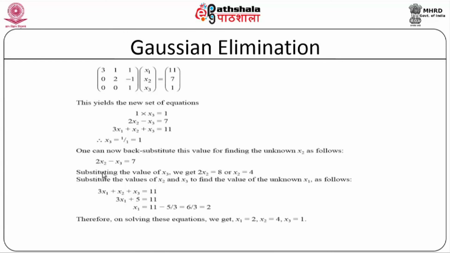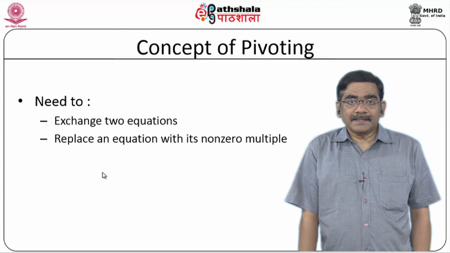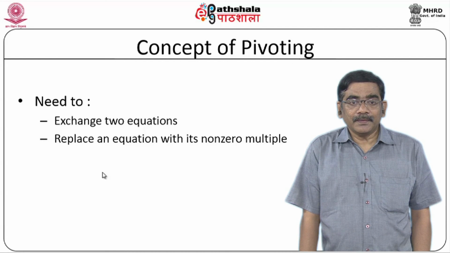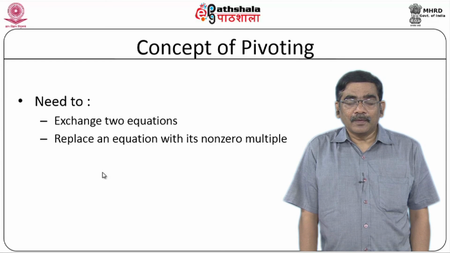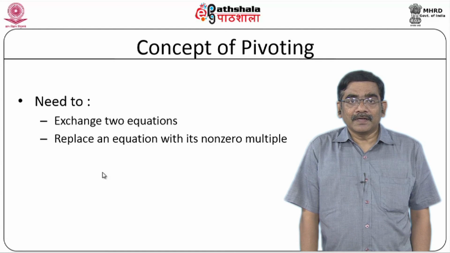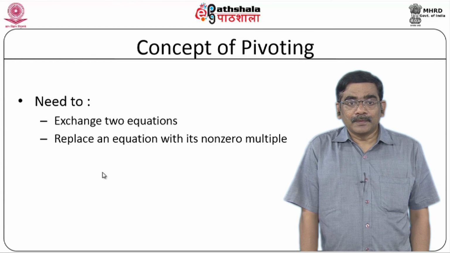So, this is the method of Gaussian elimination. In some cases problems may come, for example, the coefficient may be 0, and sometimes the number will be very little. In that case, if we substitute that into the elementary operations, it may yield large numbers. So, we go for the concept called pivoting, where we exchange the equations, or we replace the equation with a non-zero multiple.